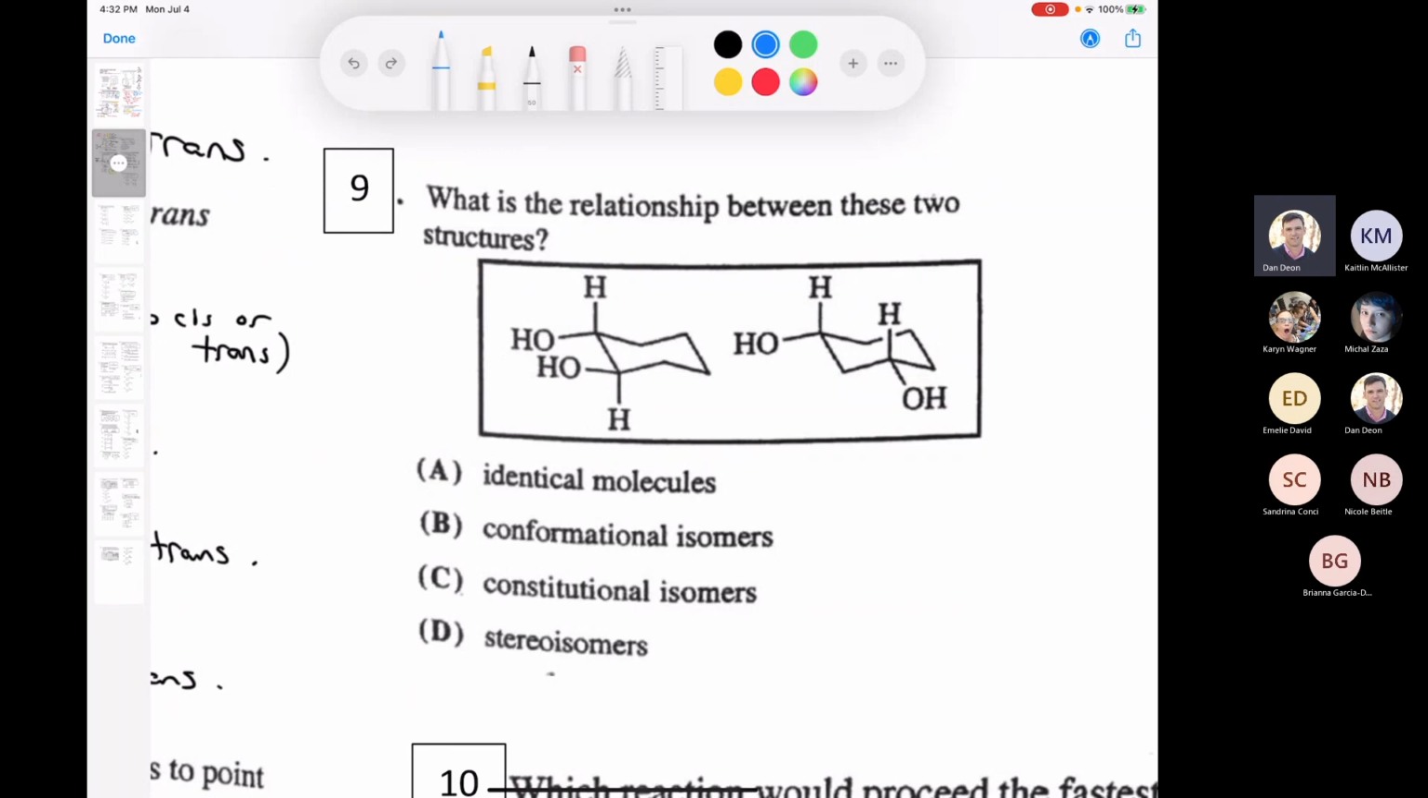Okay, question number 9. I'll just throw this out there to my students. This is just kind of a little bit of terminology. What is the relationship between these two structures? The two compounds, two diols.